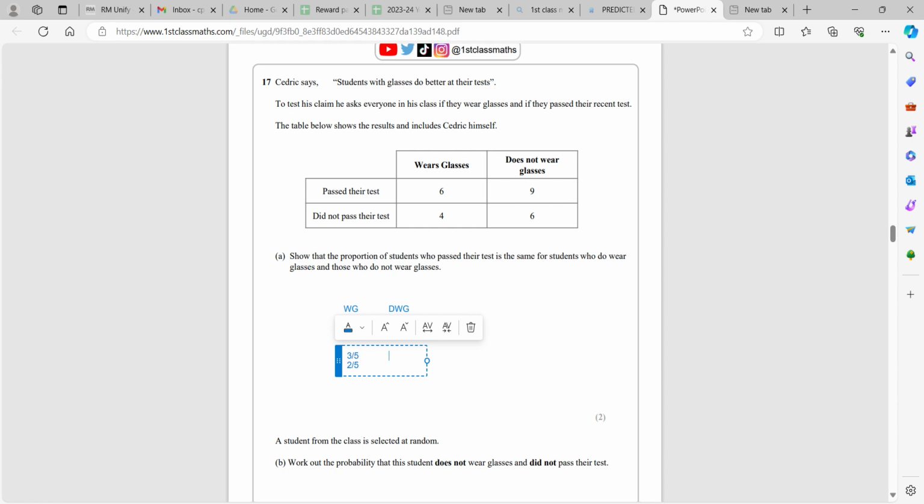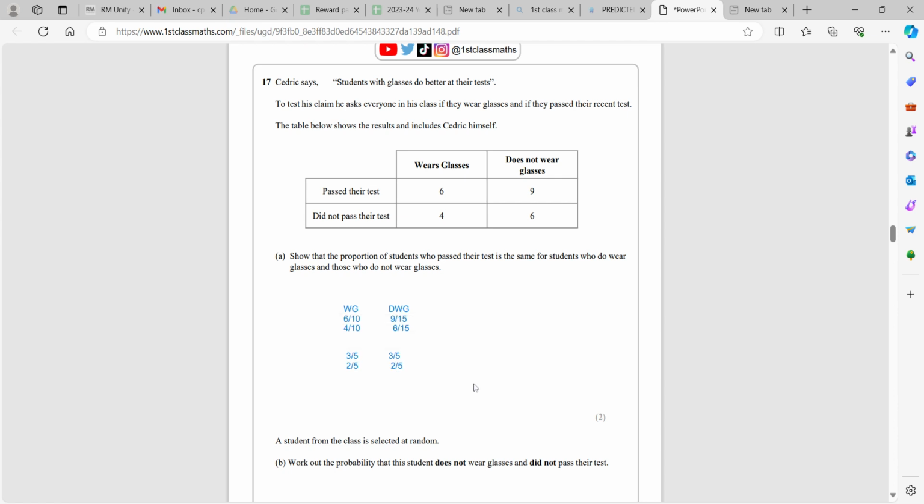My 9 out of 15 needs to be divided by 3, which gives me 3 out of 5, sorry. And then my 6 out of 15 needs to be divided by 3 because my denominator is going to become 5. And that gives me 2 out of 5.